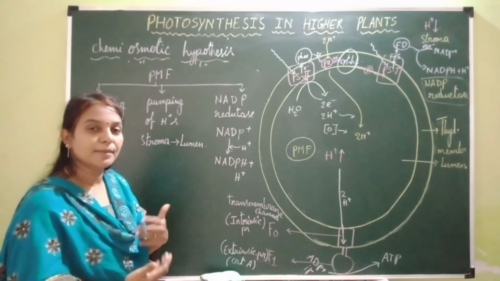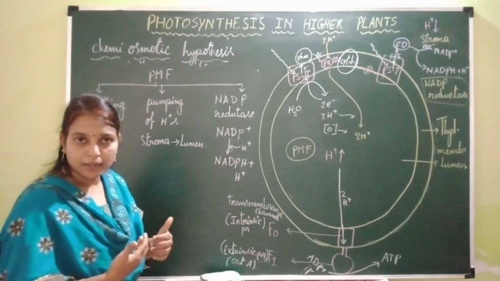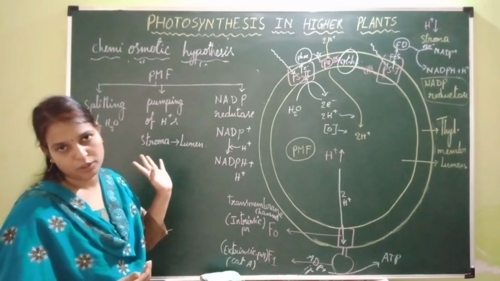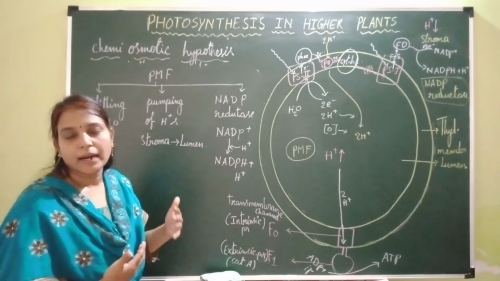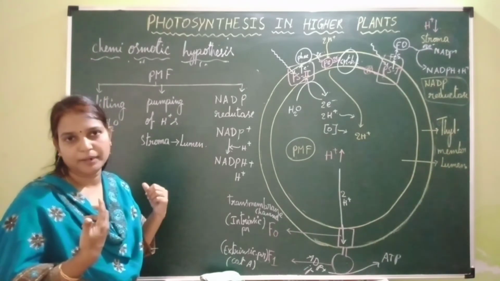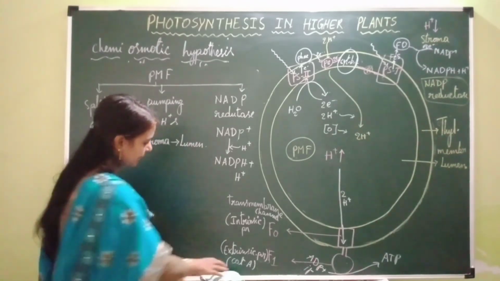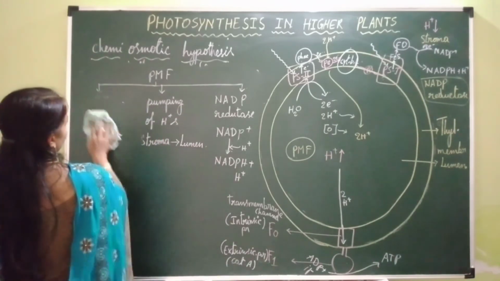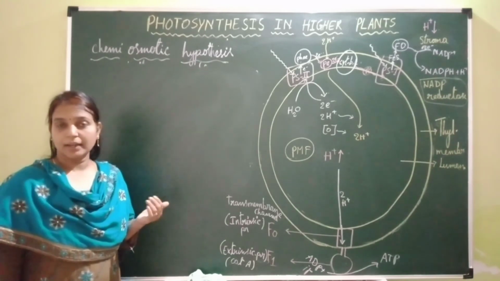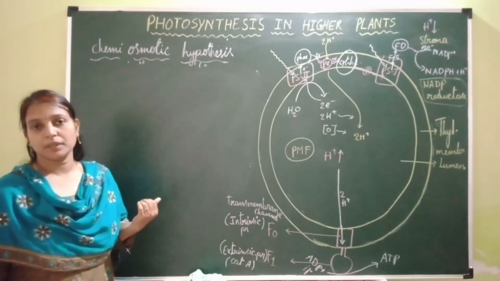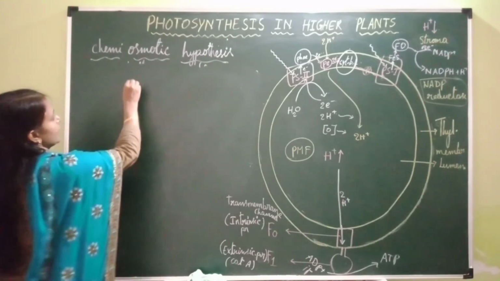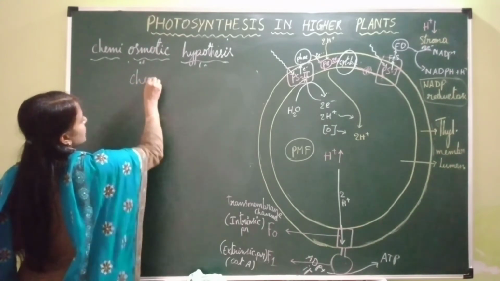Okay, now let's start with some numericals related to the number of ATPs formed and the number of NADPH formed per splitting of one water molecule or two water molecules, and how many oxygens are released. And let's study two more terms, quantum yield and quantum requirement. Before starting with these calculations, I would like to discuss a few more points here.